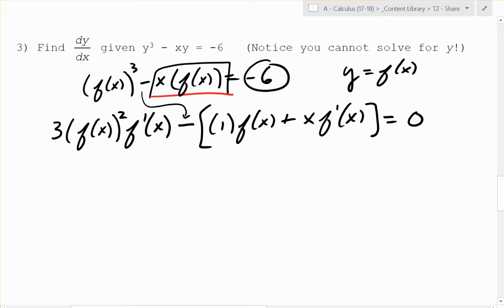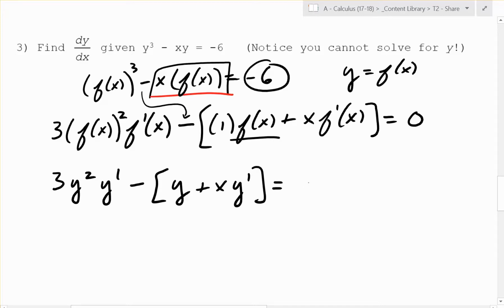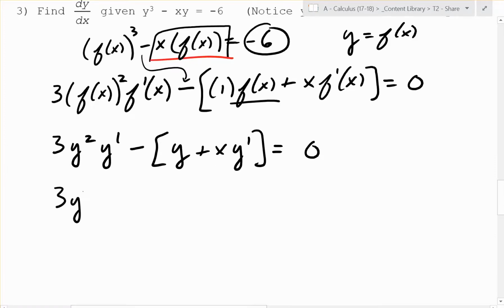So now let's substitute back in y equals f of x. So we have 3y squared y prime minus, in parentheses, y plus x y prime equals 0. So let's distribute that negative. You get 3y squared y prime minus y minus x y prime equals 0.